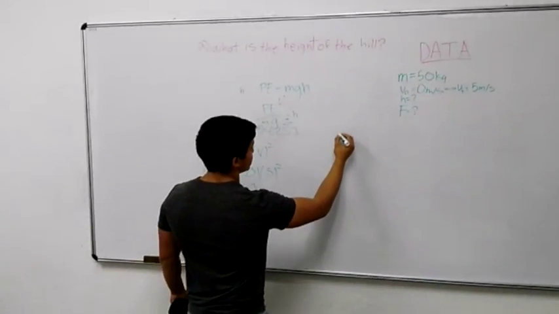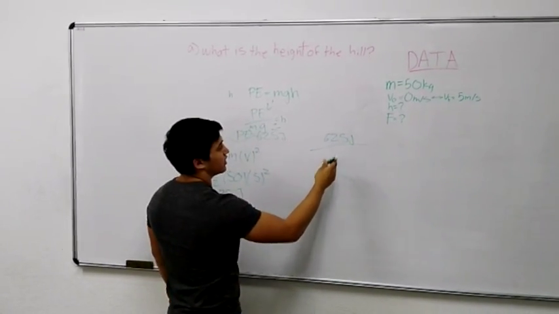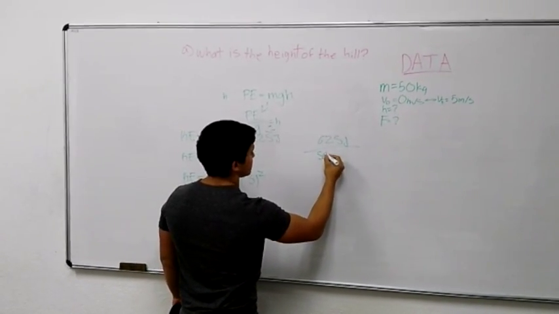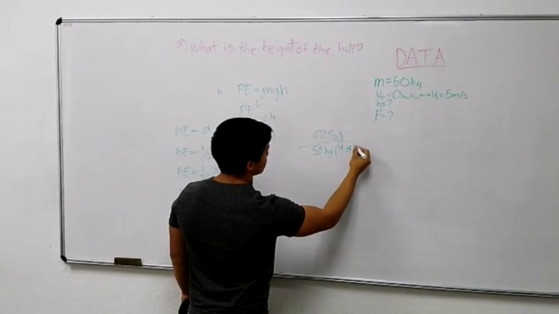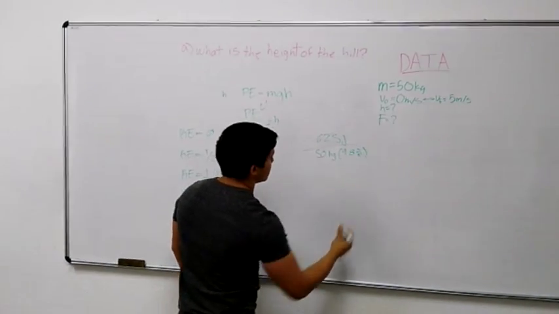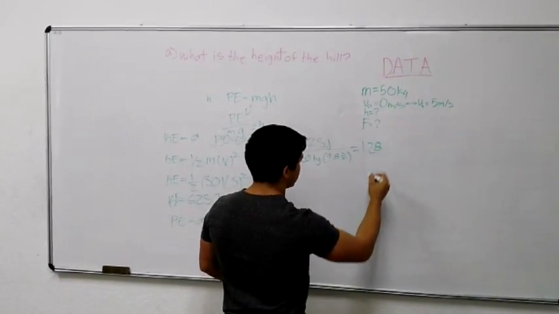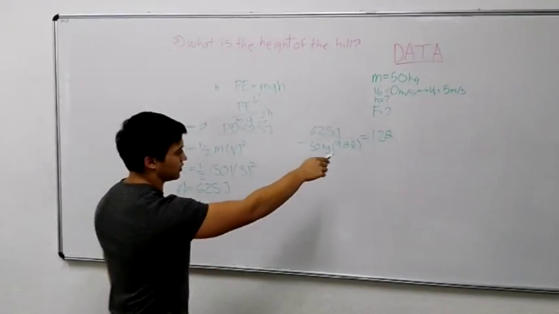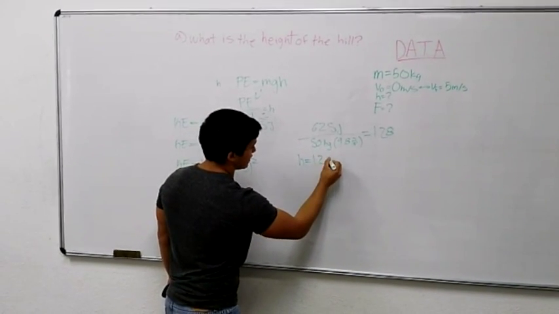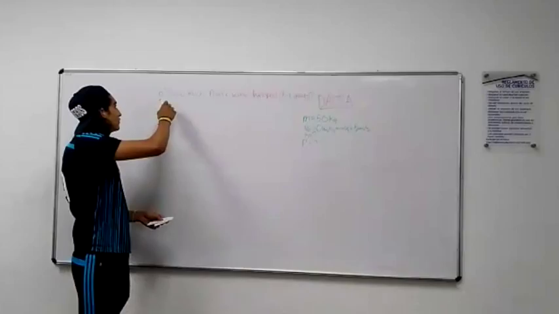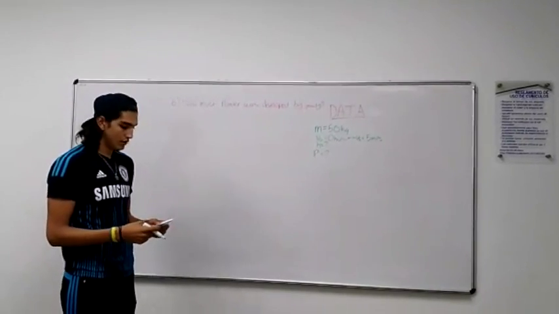So potential energy is 625 joules over the mass, which is 50 kilograms, times gravity, 9.8 meters over second squared. And the answer is 1.28. So now we know that the height of the hill is equal to 1.28 meters. To make the problem bigger, that is how much power was developed by gravity.